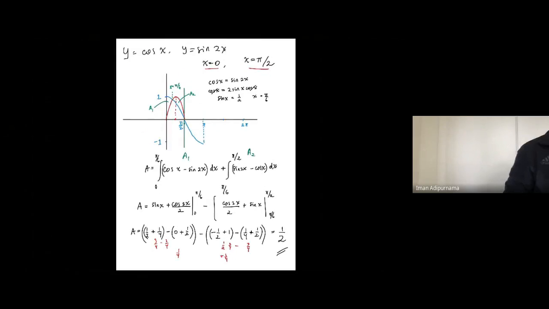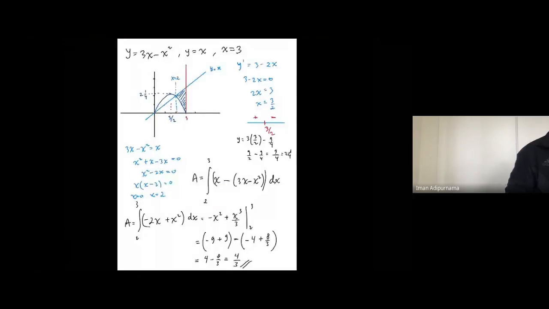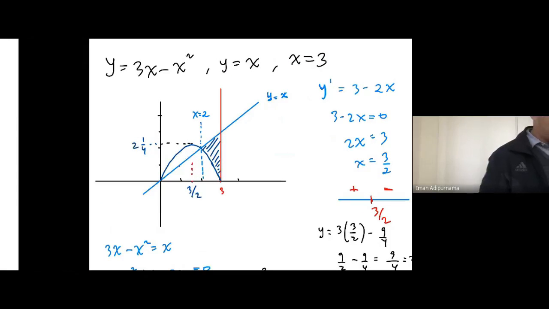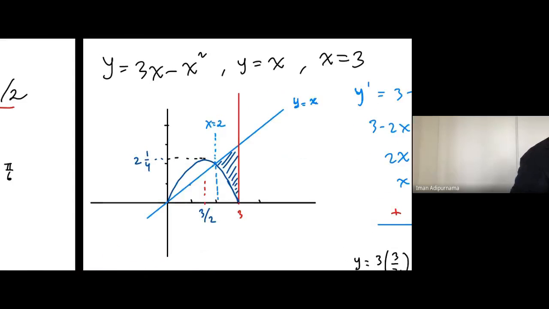Okay, let's continue. Now you have the curve 3x minus x squared, y equals x, and then x equals 3. So this is y equals x, x equals 3, and this is 3x minus x squared.